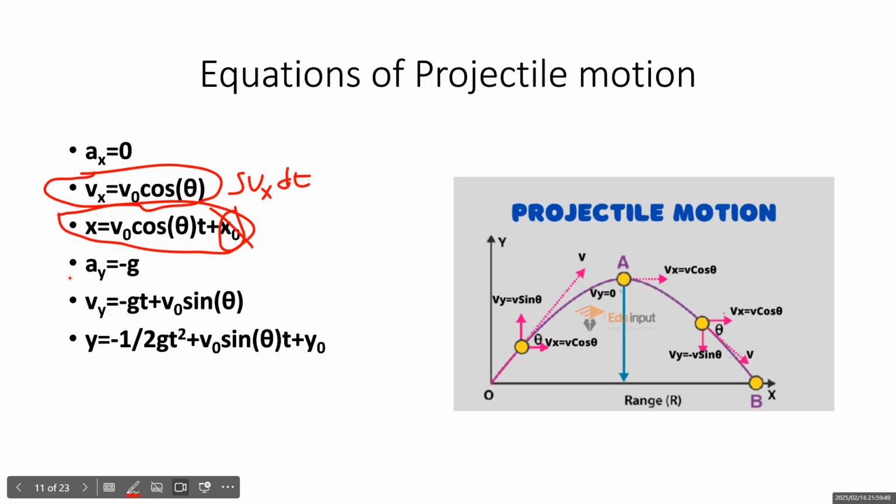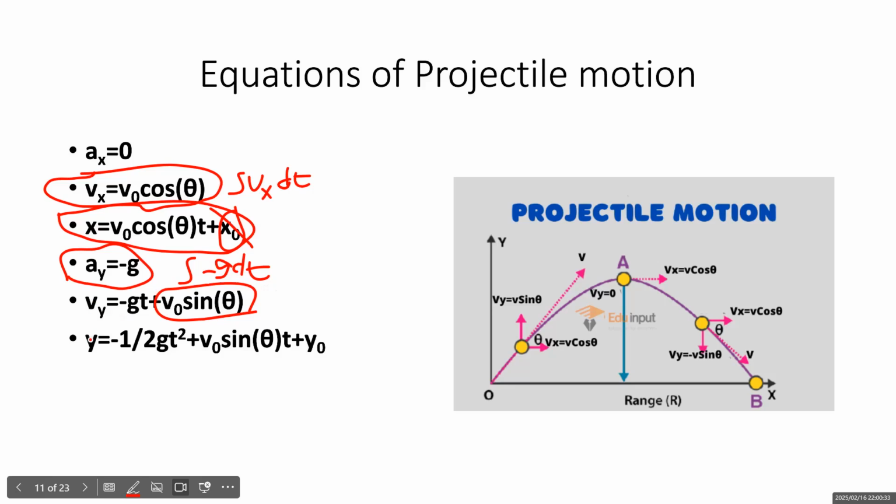Acceleration in the y direction. Again, the only force is weight. The only acceleration is gravity. A of y is negative g. It's negative because we're going downward. Down is negative, up is positive. For the velocity, we take the integration of negative g with respect to t, which is negative gt by the power rule, plus the constant of integration, which is the y component of the initial velocity, the initial speed times the sine of the launch angle.